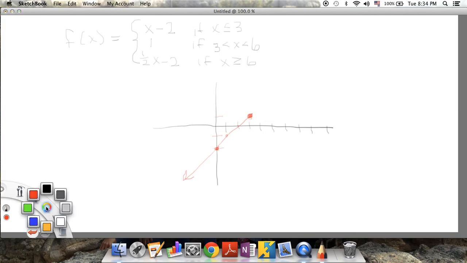Then we have this middle part. And the middle part is this line. Remember, a number is just a horizontal line. So we have this horizontal line here, but we only want the pieces from 3 to 6. So everywhere else, we don't need that anymore.